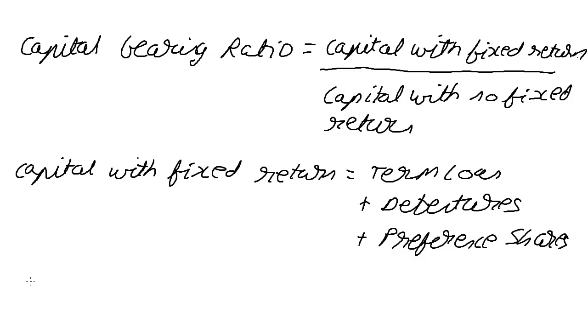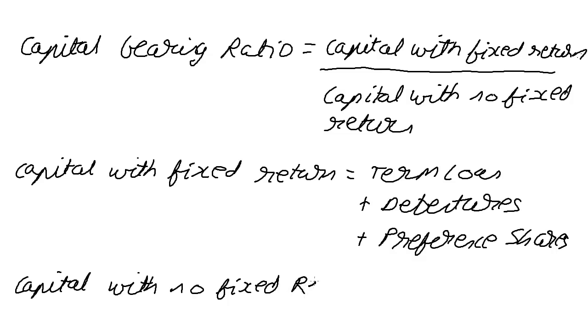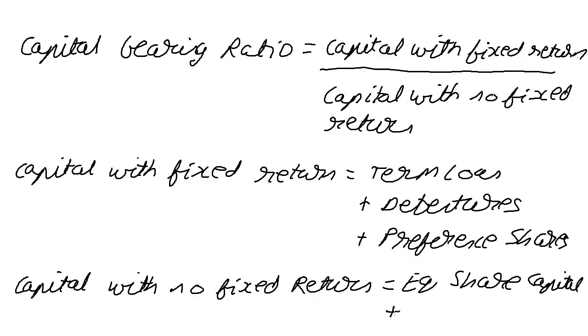Okay, capital with no fixed return is the same thing as upstairs. Okay, and you all know what all comes in. Equity share capital, okay, your own funds basically. Equity share capital plus reserves and surplus.